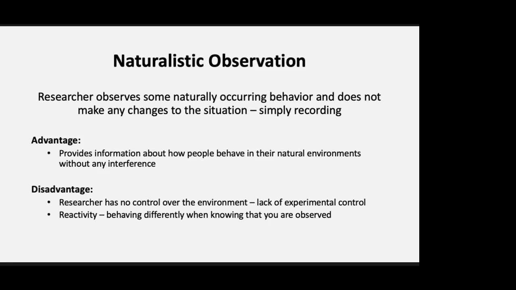So that's the main disadvantage of naturalistic observation, is you can get that reactivity. You also have no control over the environment. So there's no experimental control in these types of things. But it does give you good information. If you are trying to get a gauge for what a behavior looks like for an individual, the best way to observe it is in the natural environment, because that's where you're going to see it the best. Just know that you have no control over the situation.